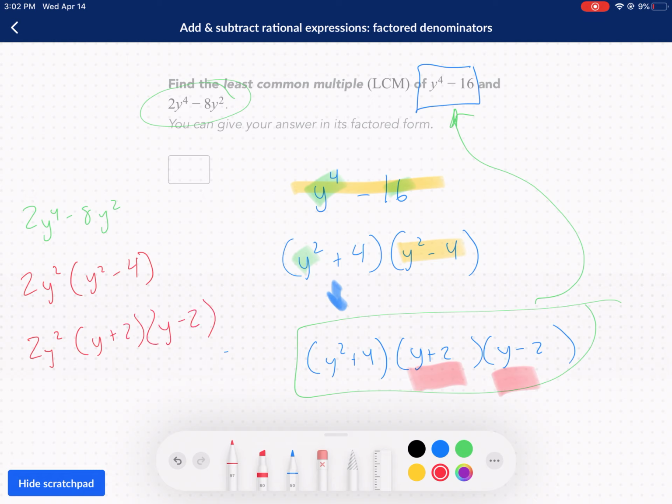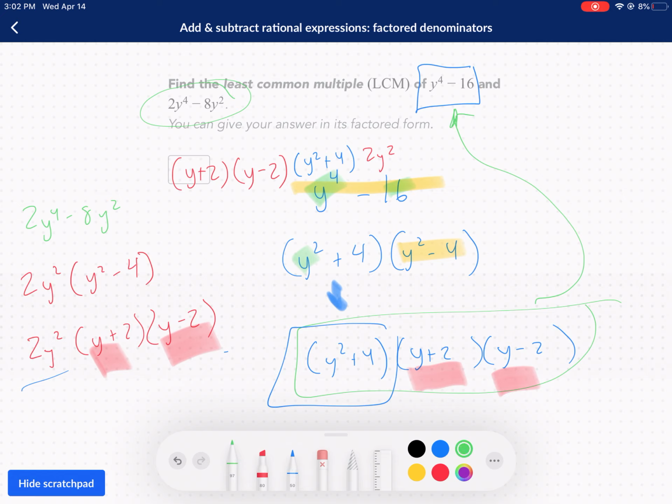There we go. This makes it a little bit easier, because now we see y plus 2 and y minus 2 represented in both. So we know that's going to be a part of our least common multiple. Least common multiple means a component of each of the factors from both of those numbers needs to be represented. So we have y plus 2, y minus 2. We're good there. But now we don't have a y squared plus 4, so that needs to be there. And then we don't have a 2y squared, so that one needs to be there too.